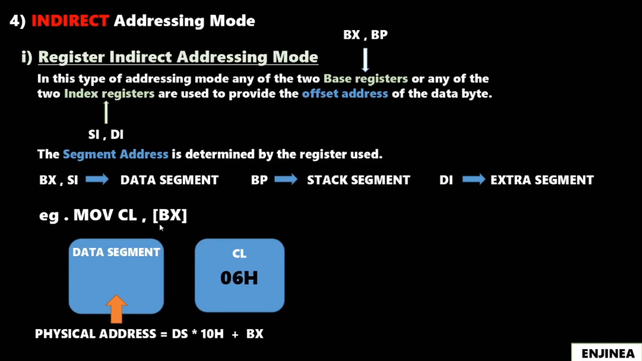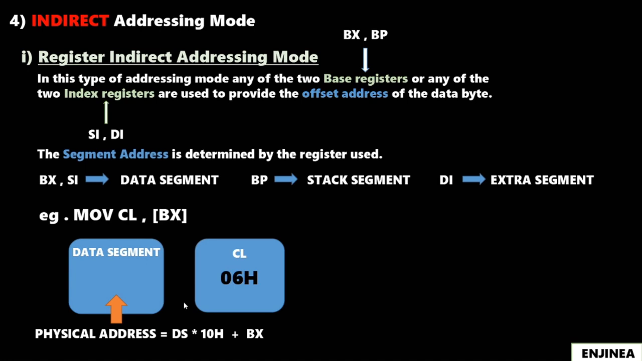So to summarize, whatever is written within this bracket, which is BX, is a base register. This BX points to the data segment in our memory, and the physical address of any location inside this data segment will be calculated by DS times 10H plus BX. And suppose we have this 06 value in this physical address inside our data segment. So when we give this command MOV CL, [BX], this will move the value from the BX offset address, which is this one, into our CL register.